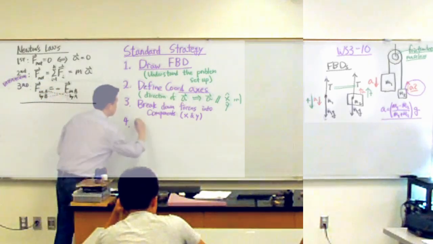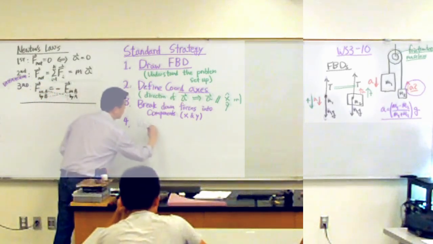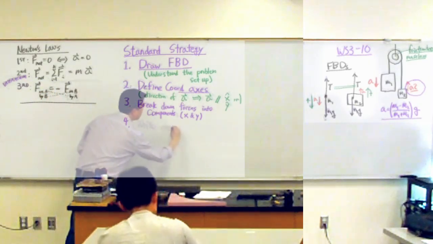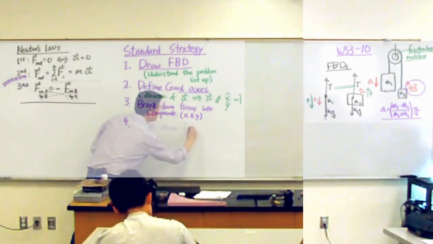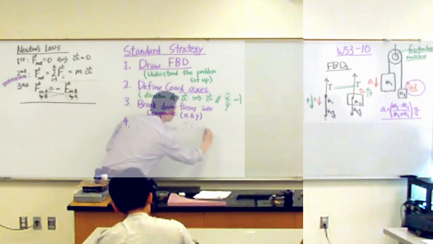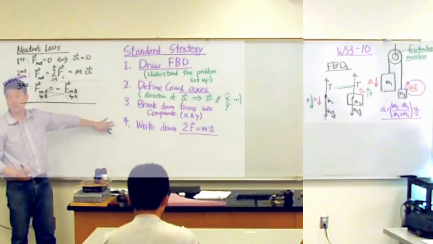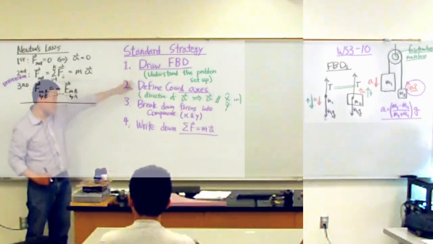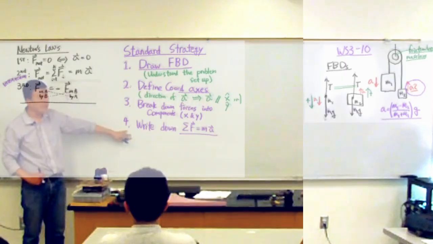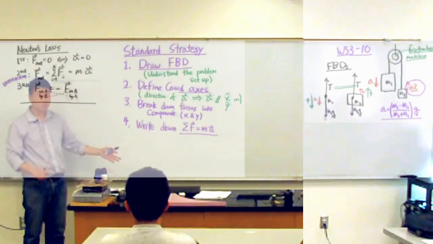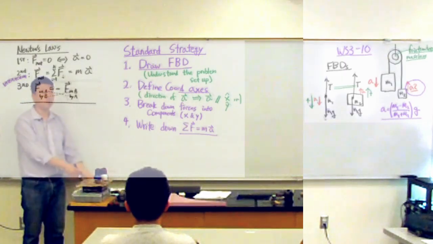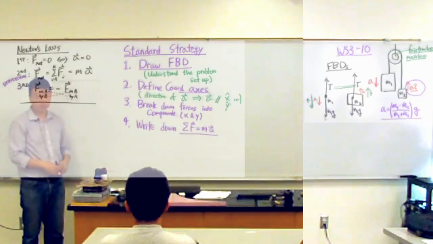In the fourth step, you write down Newton's second law equations. You write down net force is equal to mass times acceleration. So that's the very last step in the standard strategy. So the standard strategy actually doesn't solve the problem for you. It sets up a set of equations which you can now solve, hopefully, to get the answer to your question.